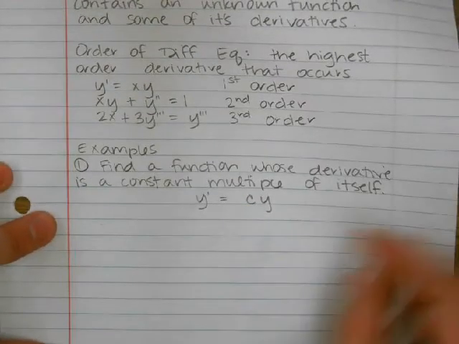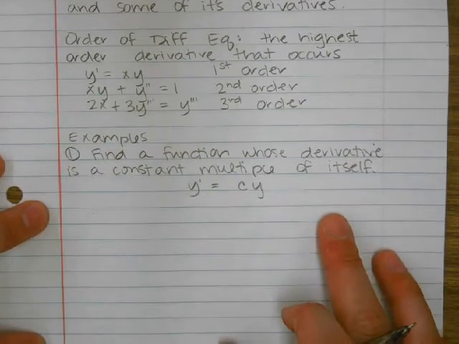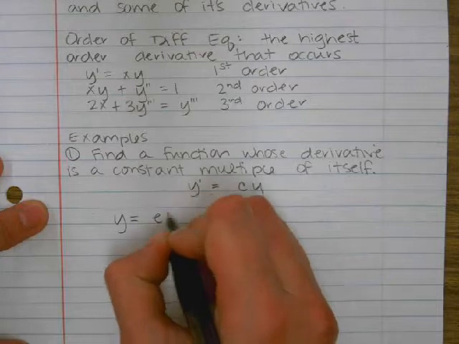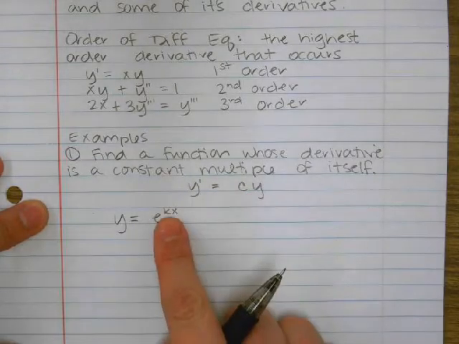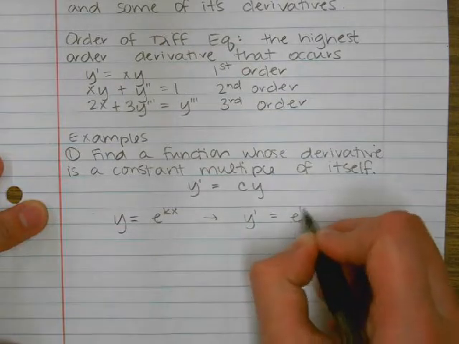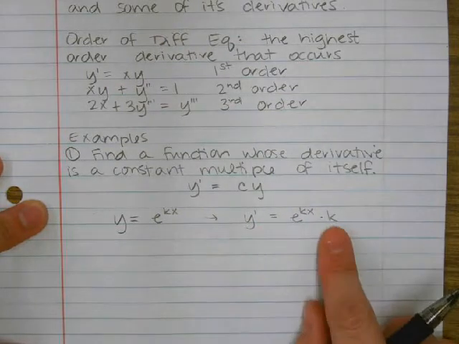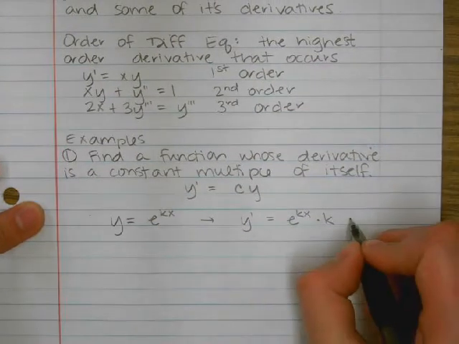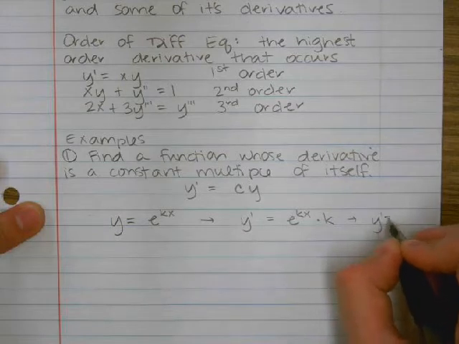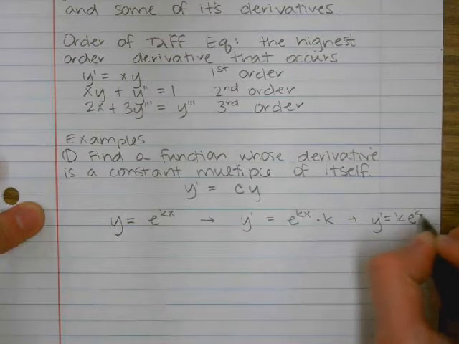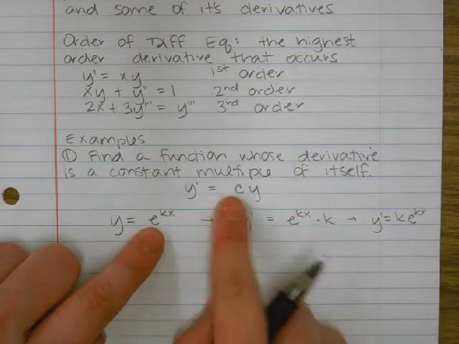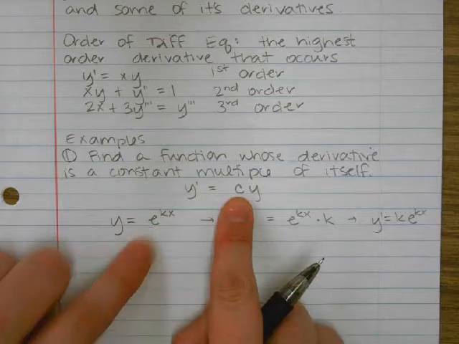So a good example of a function whose derivative is just a constant multiple of itself would be e to the x. So if we think about e to the kx, where k is just some number, then when I go and find the derivative of that, I'm going to say y prime is e to the kx times k, using the chain rule there. And so if we simplify that, we typically put those coefficients in the front. And so that's k times e to the kx. So we can say that the derivative of the function is just the original function with a constant in front of it, a constant multiple.